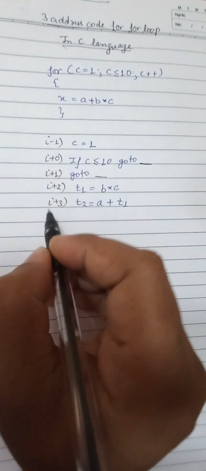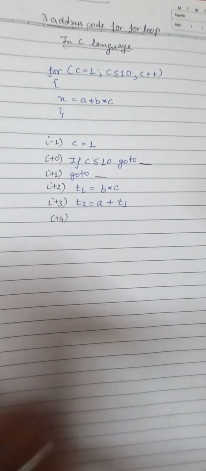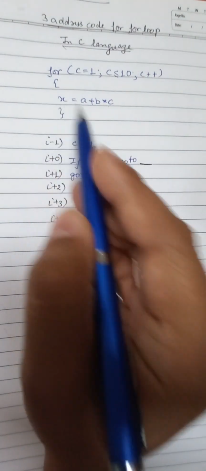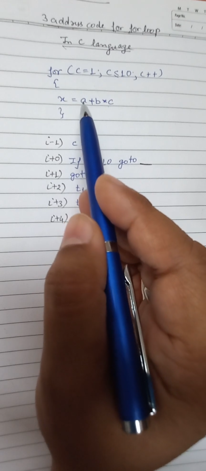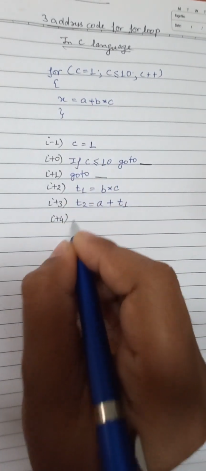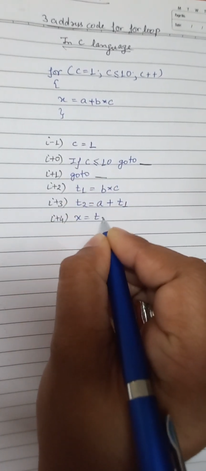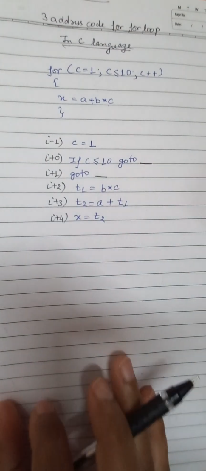Now what will we write in the next line? We will assign this entire value to x, because this entire value is calculated in t2. Now we have to assign this value to x. So in the next line we are writing x = t2.